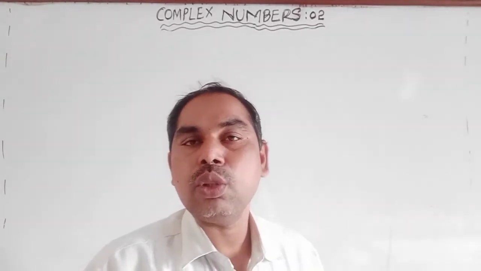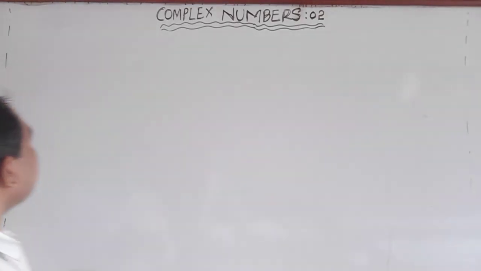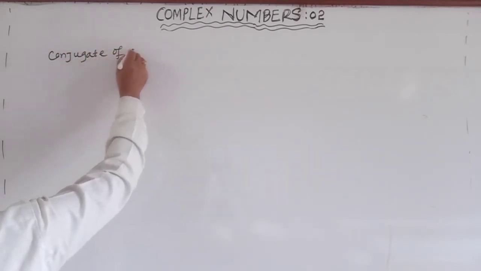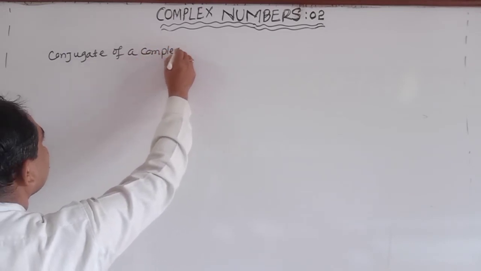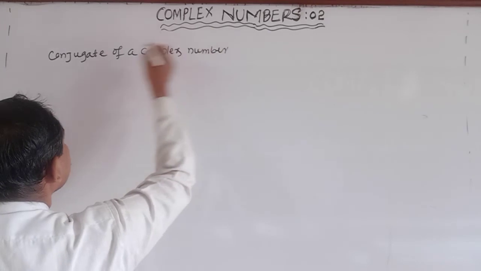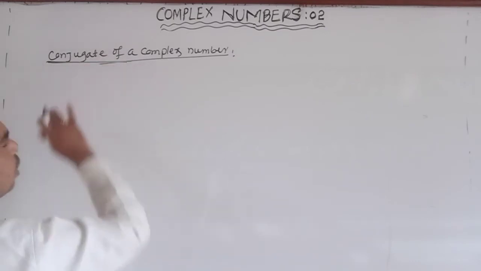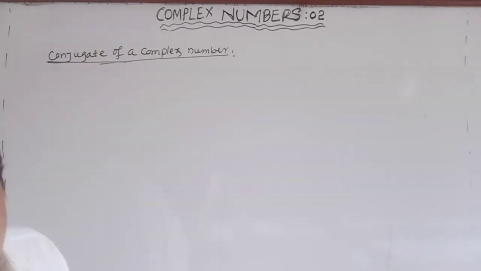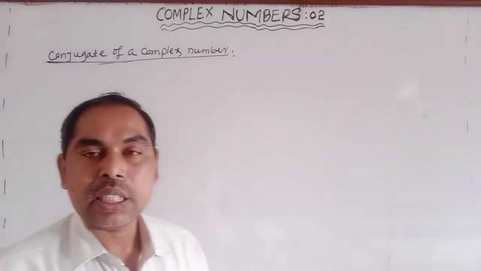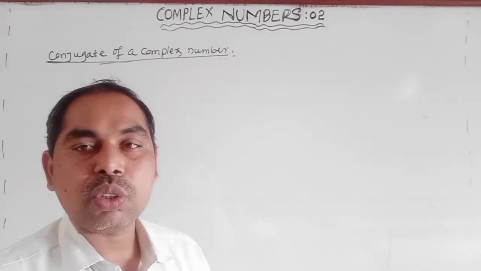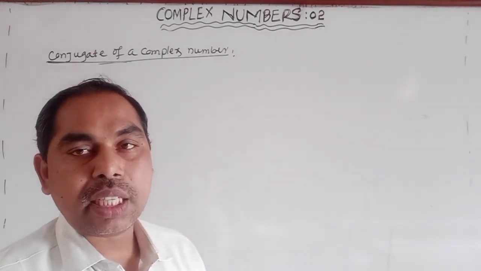Next, conjugate of a complex number. When two complex numbers differ only in the sign of i, then we say that they are conjugate to each other.